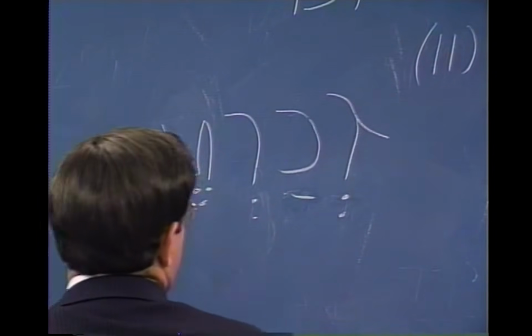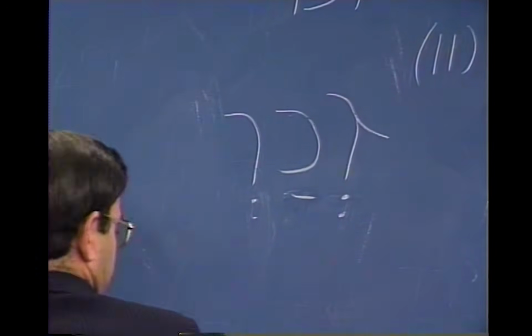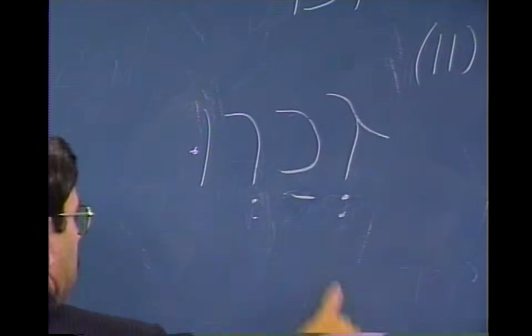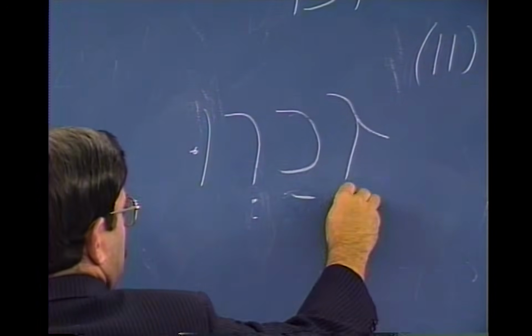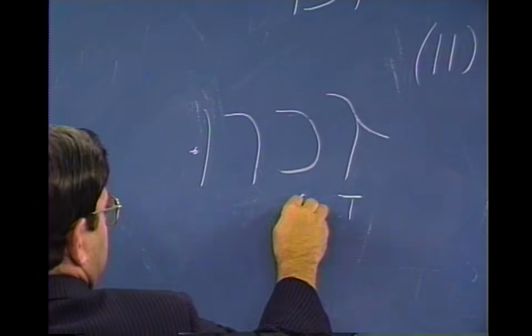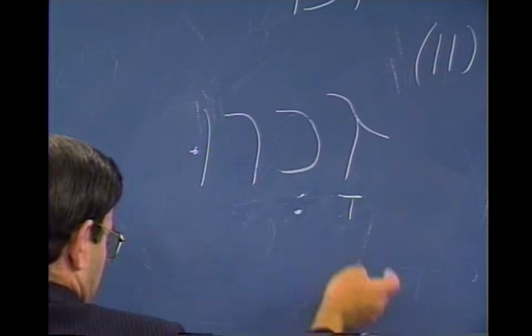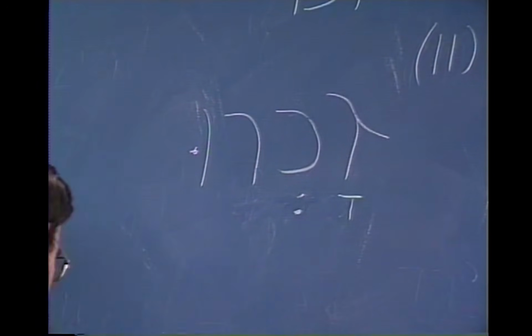Then if you want to say they remember, once again, you keep your triliteral root right there, and the vowels would change slightly, which is okay. Zakheru. And that's both masculine and feminine on they remember.